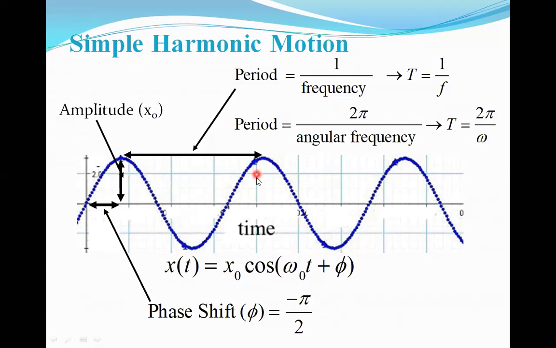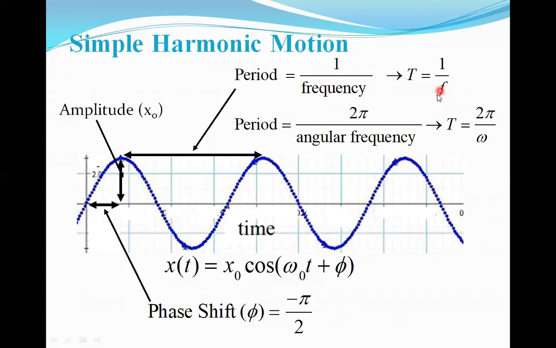And the time taken for one complete cycle: half negative will give one complete negative, and this is one complete positive. So from here to here, whatever time it has taken to travel is called the time period. So the time taken for one complete oscillation is the time period, which is also the reciprocal of frequency. What is frequency? The number of oscillations per second is called frequency.